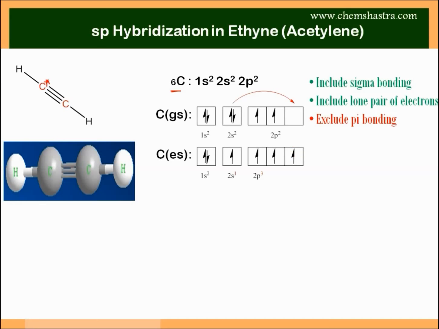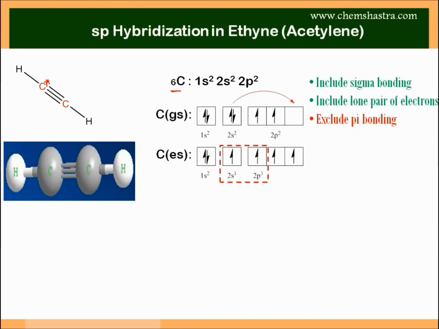Next, you need to exclude pi bonding. This is a very important thing that you have to take into consideration. Why do we exclude pi bonding in hybridization? Because the moment you go for the hybridization of your orbitals, you don't have any orbital which is going to be parallel to another hybridized orbital, so you cannot go for pi bond formation. To have pi bond formation you need orbitals which are parallel to each other. So make sure that you know how many pi bonds are there in that particular molecule.